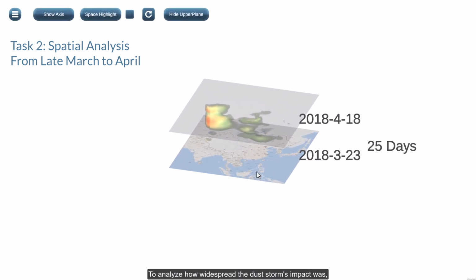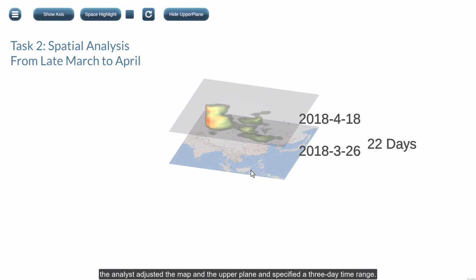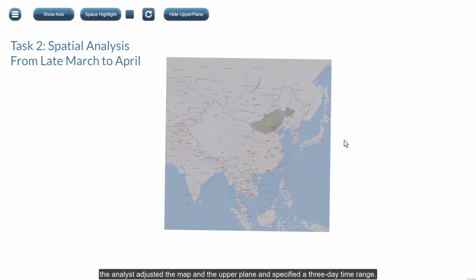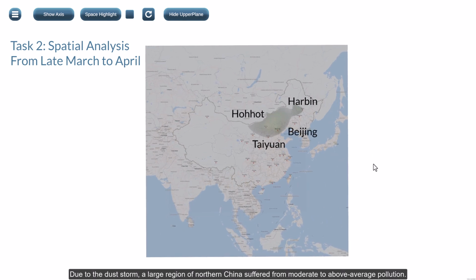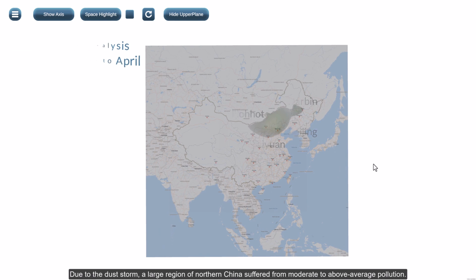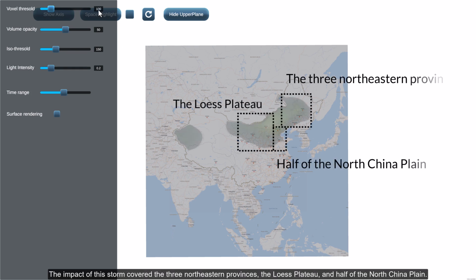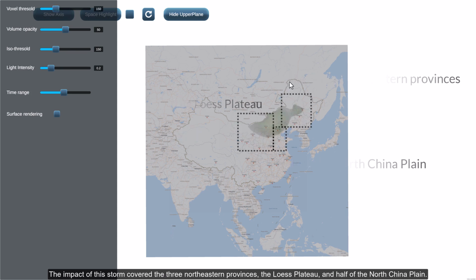To analyze how widespread the dust storm's impact was, the analyst adjusted the map in the upper plane and specified a 3-day time range. Due to the dust storm, a large region of northern China suffered from moderate to above-average pollution. Furthermore, the analyst lowered the voxel threshold to 100 to identify lightly polluted areas caused by the dust storm. The impact of this storm covered the 3 northeastern provinces, the Loess Plateau, and half of the North China Plain.